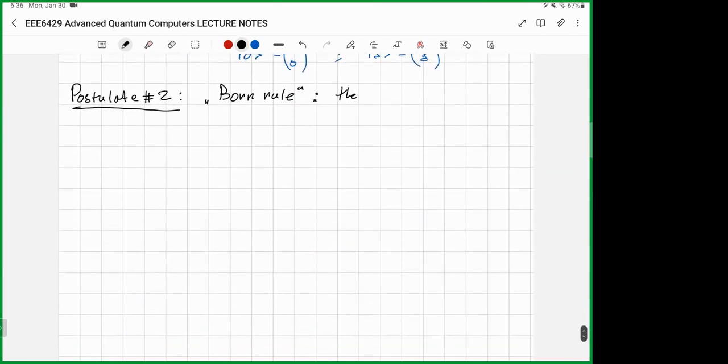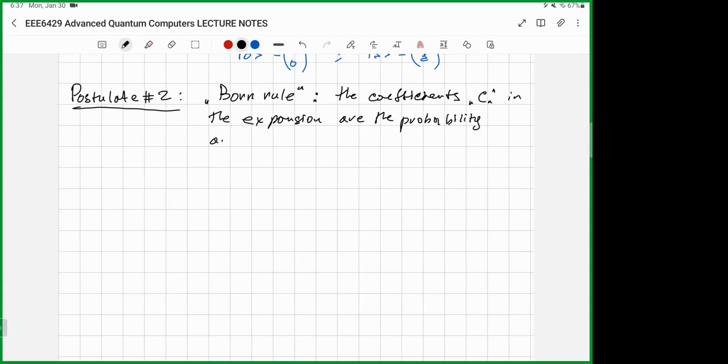So let's write this down. Born rule. The coefficients Cn in the expansions are the probability amplitudes of finding the quantum system in a particular state, right?